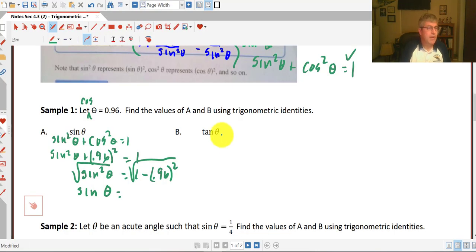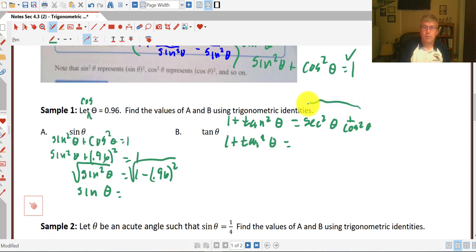In sample B, the tangent of theta. So we want to find the tangent of theta. All we have is the cosine. So I'm going to use the trig identity of 1 plus tangent squared theta equals secant squared theta, because secant is the reciprocal of cosine. So 1 plus tangent squared theta equals 1 over the cosine squared theta. These are equivalent, and I have my cosine theta, so it's 1 over 0.96 squared.